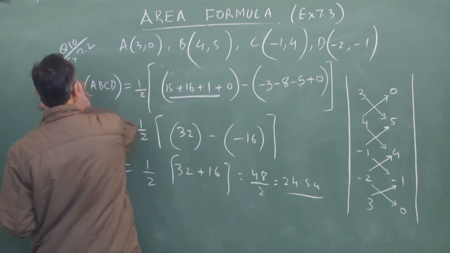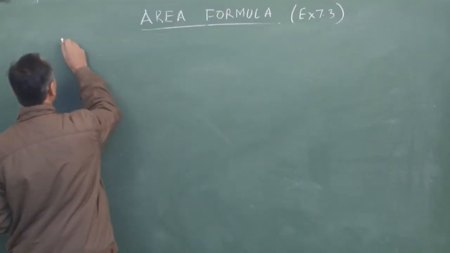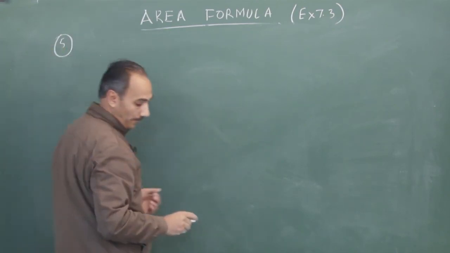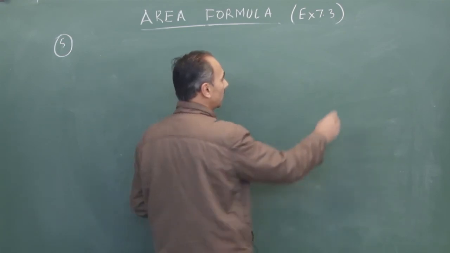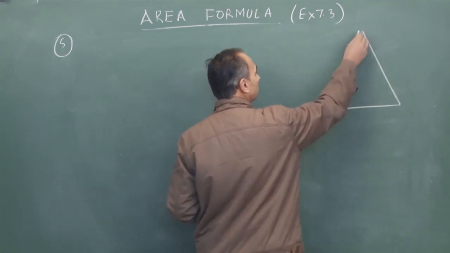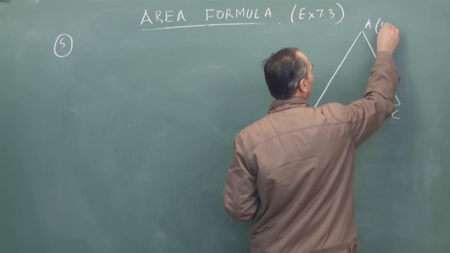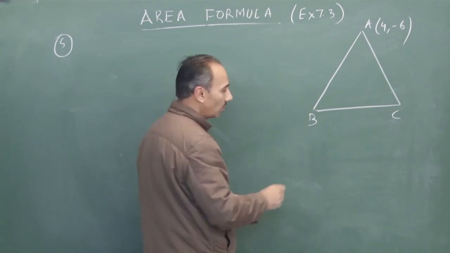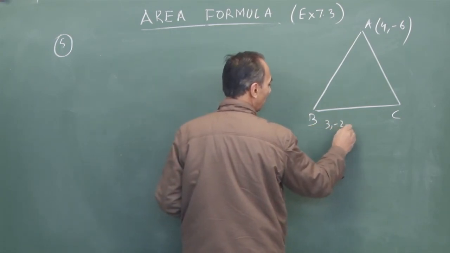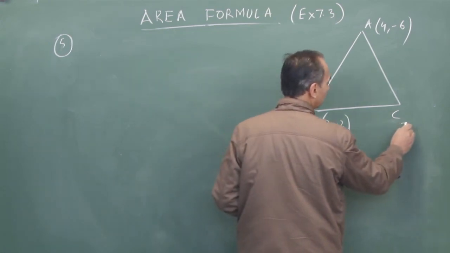So I'll be rubbing this. This is the last sum of this exercise, question number 5. So what are the vertices? Let me take a triangle. Coordinates of A are 4, comma, minus 6. Coordinates of B are 3, comma, minus 2. Coordinates of C are 5, comma, 2.